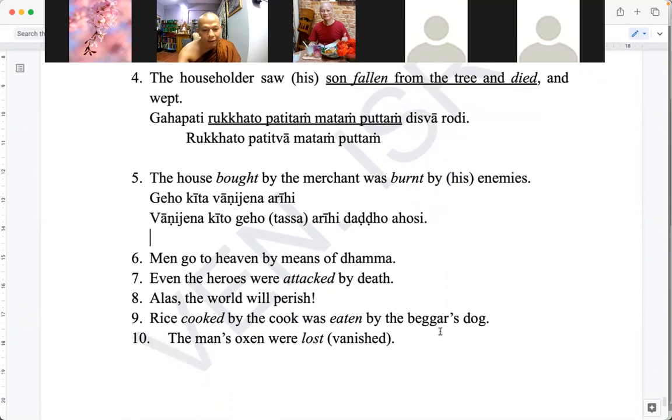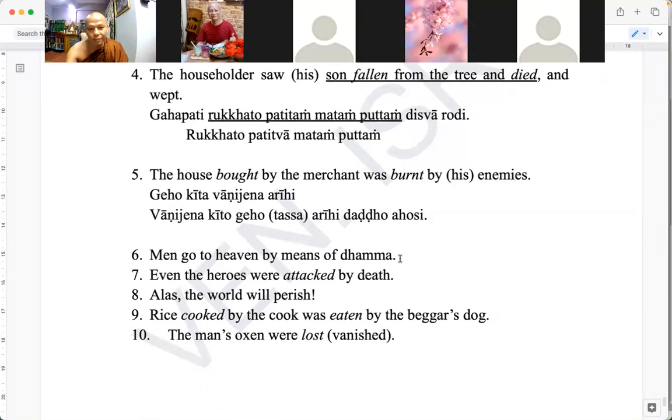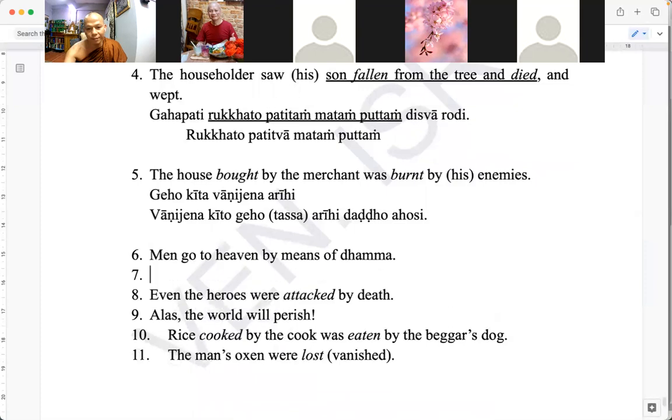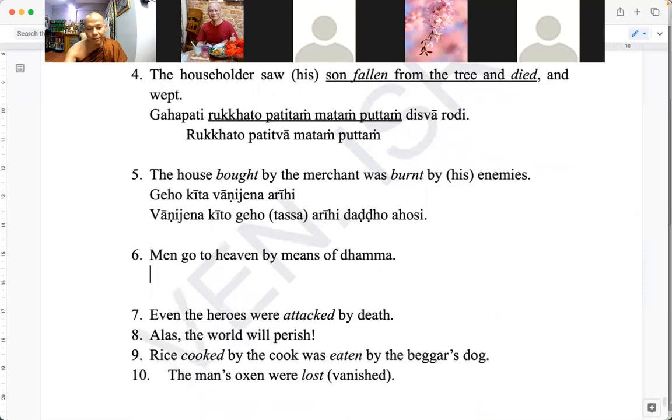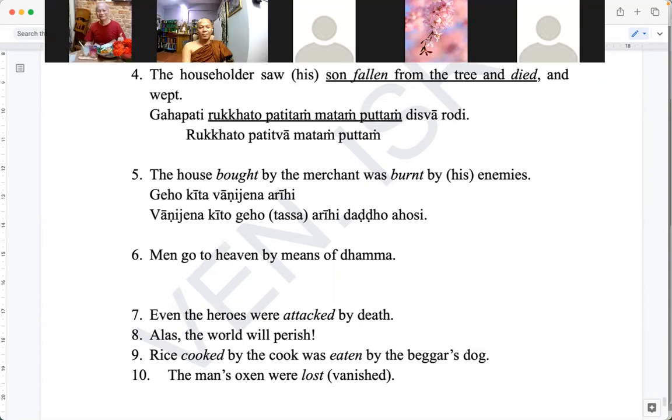Okay. And now number six. So men go to heaven by means of Dhamma. Very simple. Men go to heaven by means of Dhamma. Now who will try? Okay, Dhammadhara, please try it.